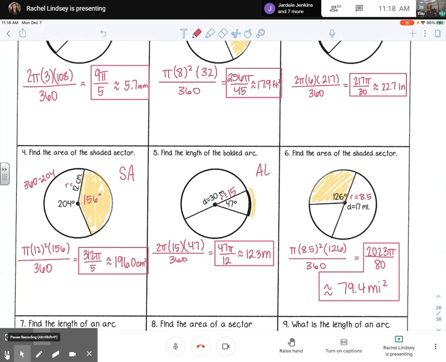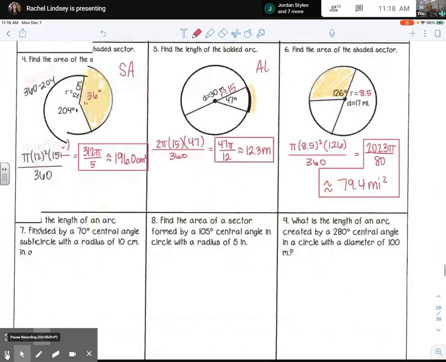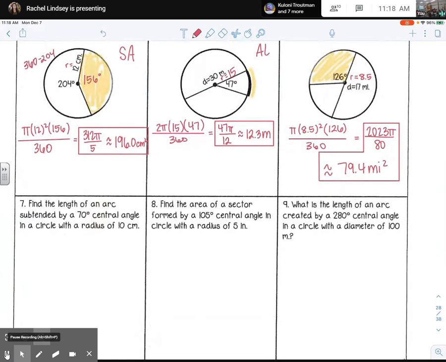Okay, so there's those that give you a picture. Now we're gonna look at some that are word problems. It says find the arc subtended by a 70-degree central angle with a radius of 10 centimeters. So you're trying to find the length of an arc. That's arc length. So I'm gonna have 2 pi times my radius. What did it tell me the radius was? 10. And then what did it tell me the angle was? So 2 pi times 10 times 70 over 360.